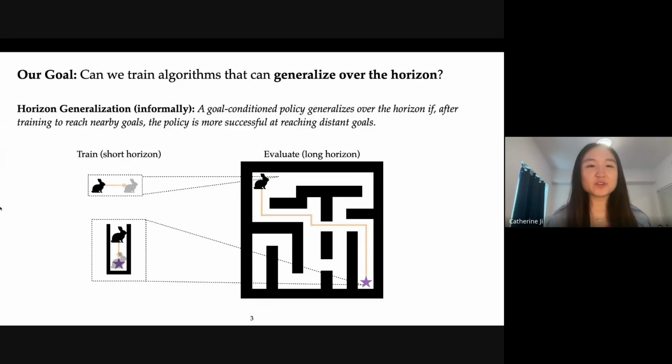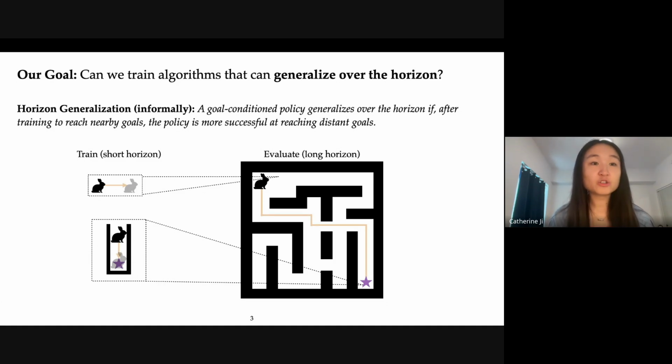Okay, great. So our goal is, can we train algorithms that can generalize over the horizon? And what exactly do we mean here? Informally, we say that a goal condition policy generalizes over the horizon if, after training to reach nearby goals, the policy is more successful at reaching distant goals. So say that we're considering the task of maze navigation. And a long horizon goal is, for example, the rabbit being able to navigate all the way to the purple star in the maze. But if we are only training on these shorter horizon tasks, like navigating locally within the maze, are we able to get successes that propagate to the long horizon?